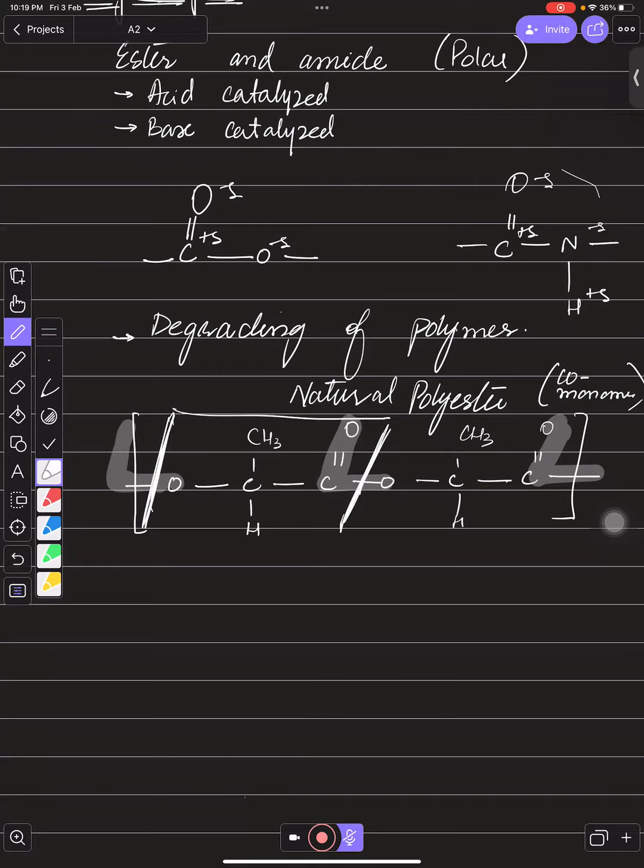ये molecule आपके पास आ जाएगा. This is what? This is a part of that molecule. आपके पास ये आ जाएगा. आपने इसको लिखना है इस तरह से. ये आपने इसको लिख लिया, and then you can just see over here.